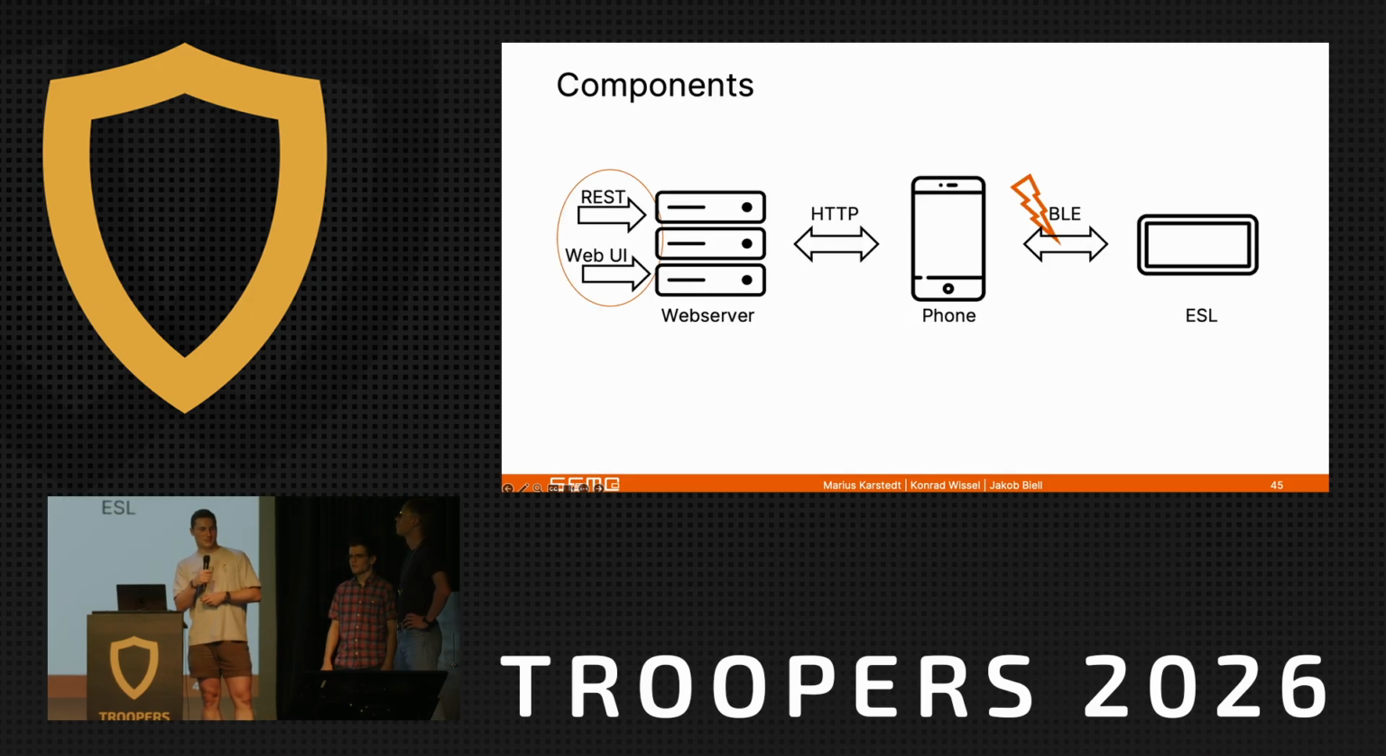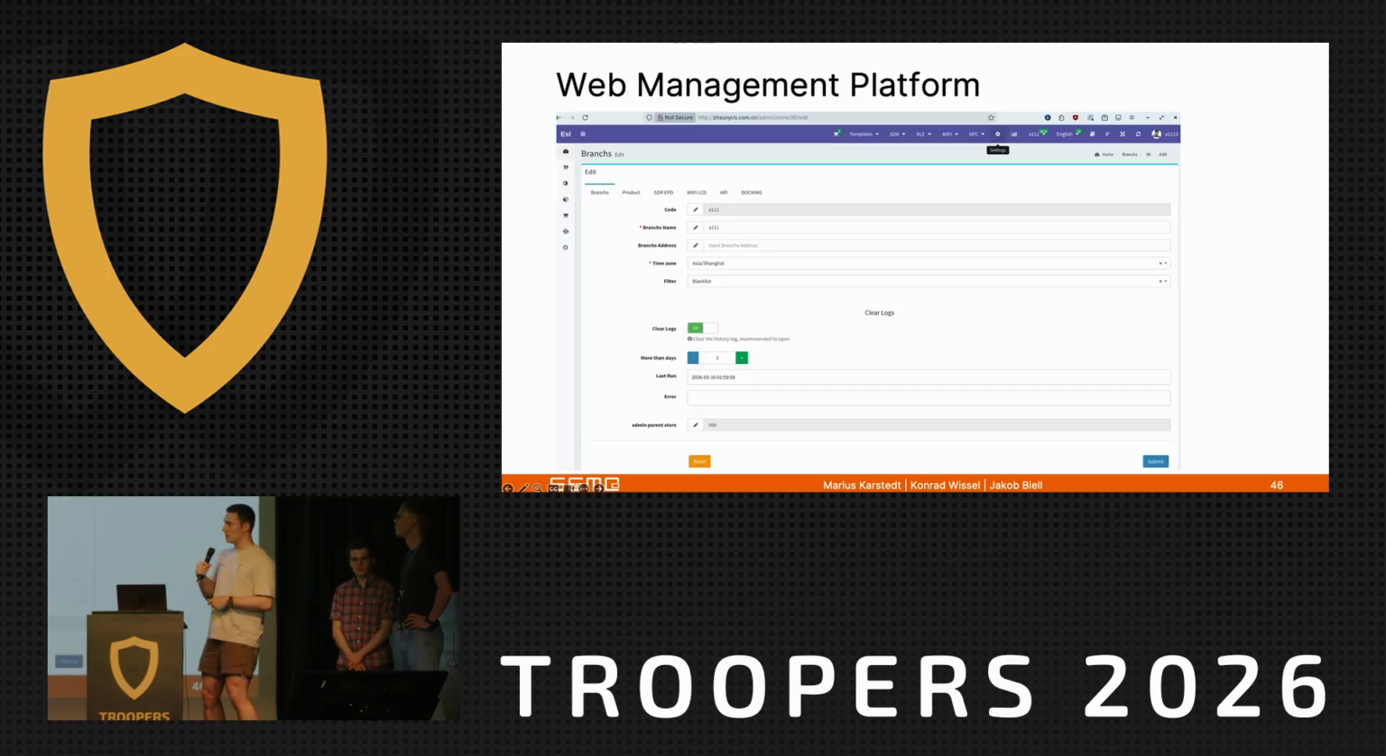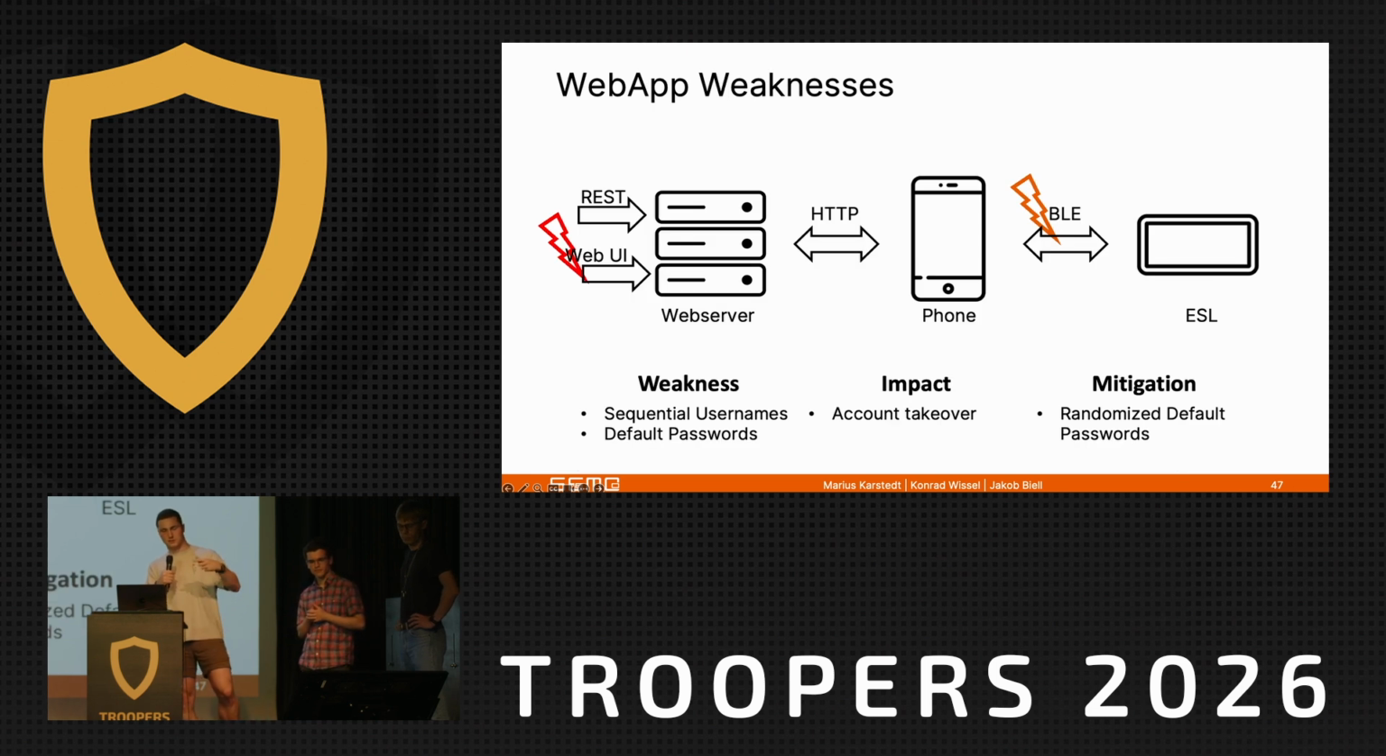Props to them. But then we looked at the REST API and the management interface, which essentially looks like this. We have this interface, we can edit the products, we can, for example, queue new jobs and look at the price tags we own and work with that. So the first thing I want to talk about again is these sequential usernames that Jakob just mentioned, and the default passwords.